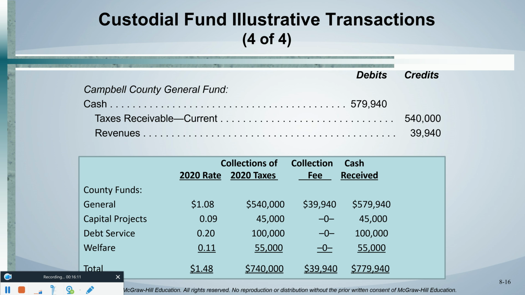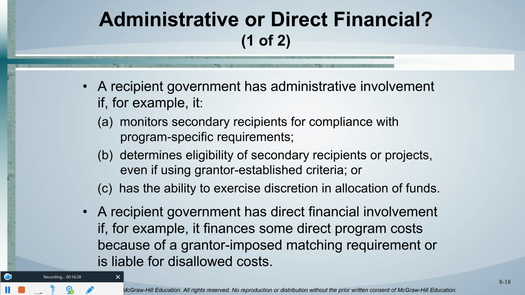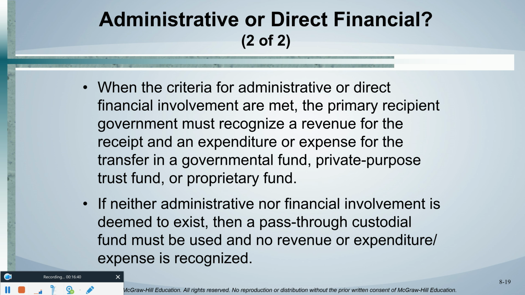In concept, it's very simple. Cash comes in and cash goes out. There's really no decisions that need to be made from the custodial fund. All right, now, custodial funds are considered pass-throughs. However, if there is what we say administrative involvement or direct financial involvement, then the government is not going to use a custodial fund. They are most likely going to use what's probably a general fund in that case.